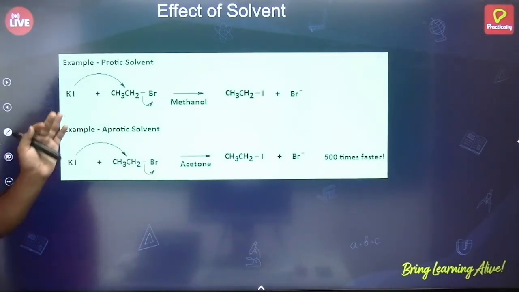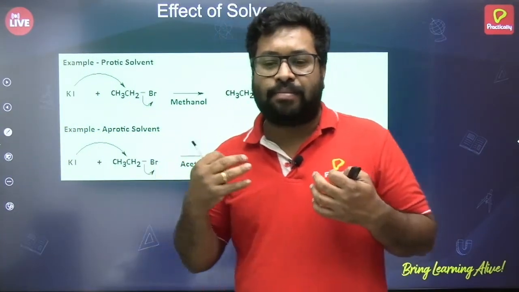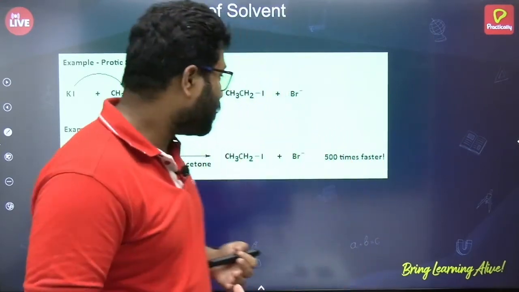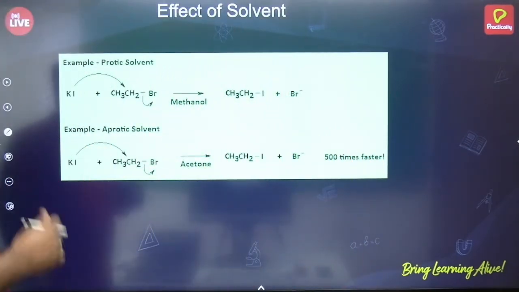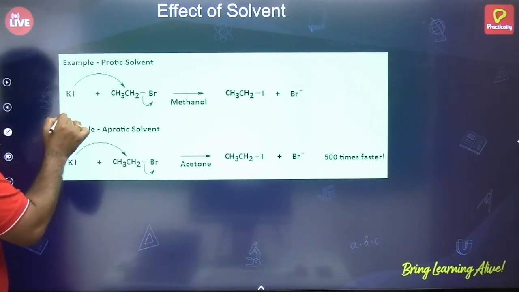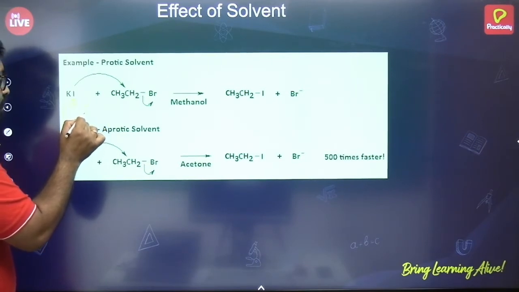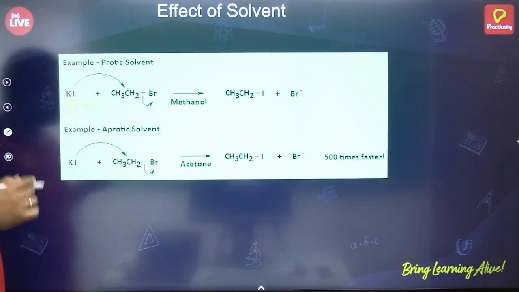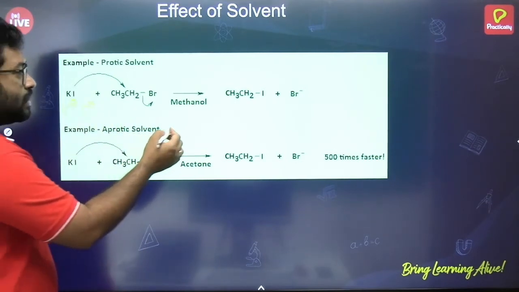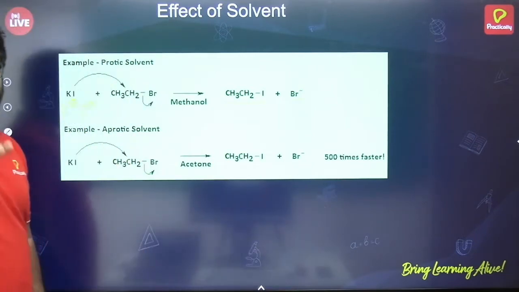Now that you have understood what SN2 is, how the substrate and nucleophile play a role, and how different kinds of substrates are there, let's see this reaction. You can see here the KI is there. KI gives you K plus and iodine minus. Your iodine minus is attacking the carbon, bromine departs, and you get ethyl iodide. You can see here Br minus has departed.